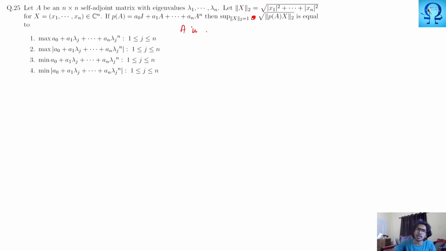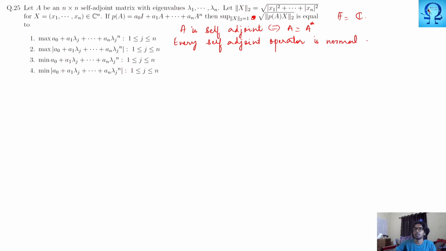When do we say A is self-adjoint? Self-adjoint means this A is the same as A star. Here, what is the underlying field? It is the set of complex numbers. And we know every self-adjoint operator is normal. By normal, what do we mean? That T star T is equal to T T star. Since T is the same as T star, this is trivial, right?